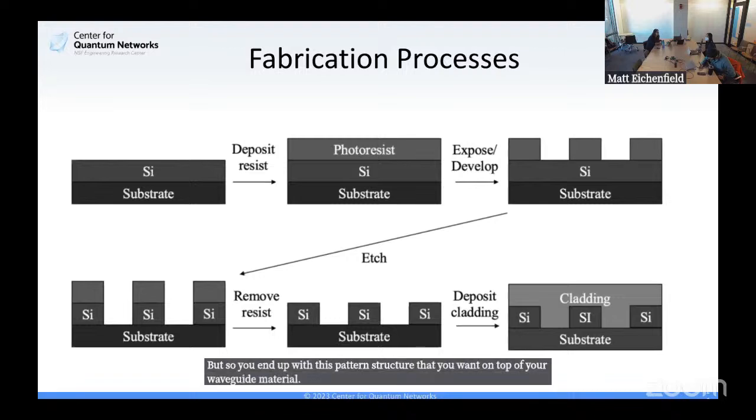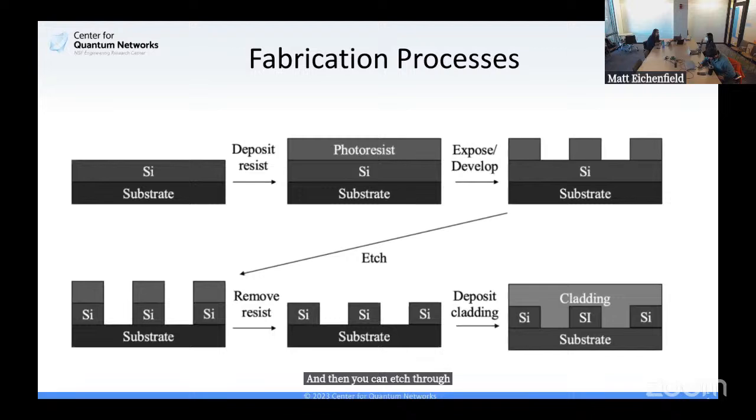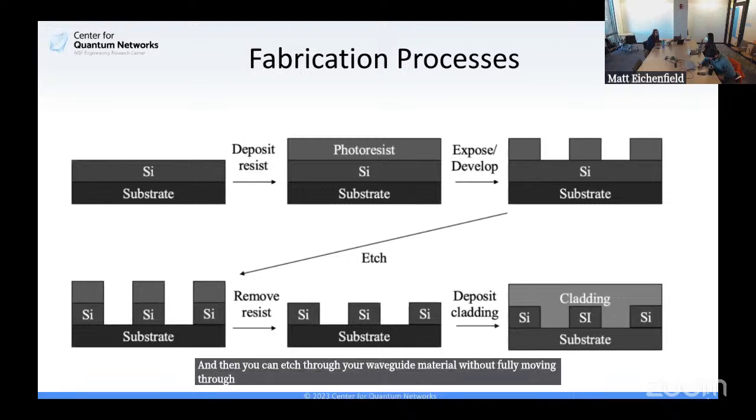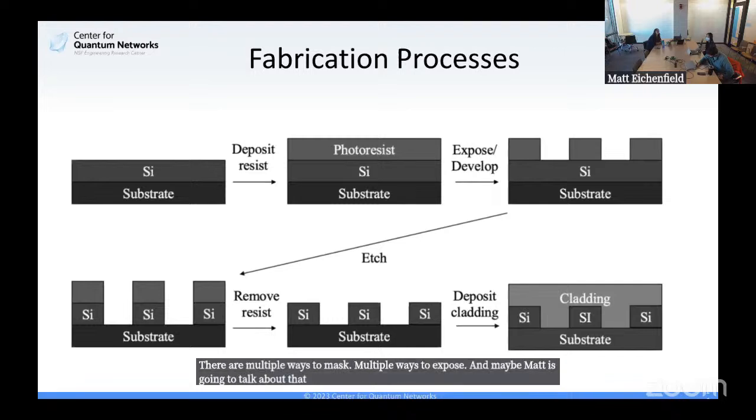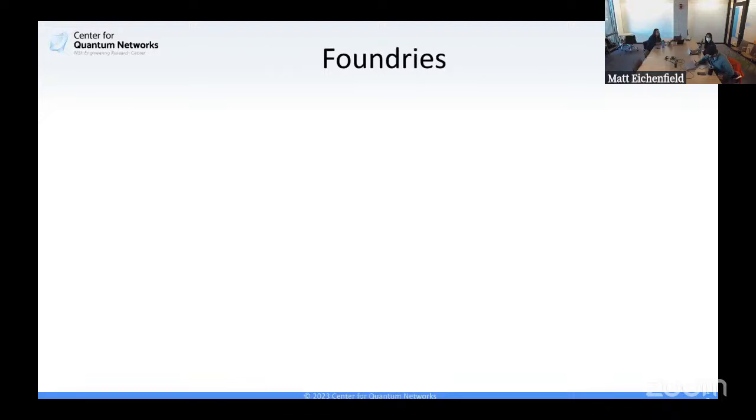And then you can etch through your waveguide material without fully moving through your resist. We call this masking. And then you can finally wash away your resist and then apply a cladding layer. You can also repeat these steps to have layered materials or devices. There are multiple ways to mask, multiple ways to expose. And maybe Matt is going to talk about that. I don't know how much you're going into foundry work, but this is the very basic process for a very simple waveguide. And that's it. That's a very quick overview of all the things you need to know.